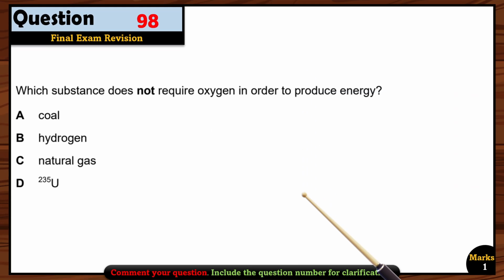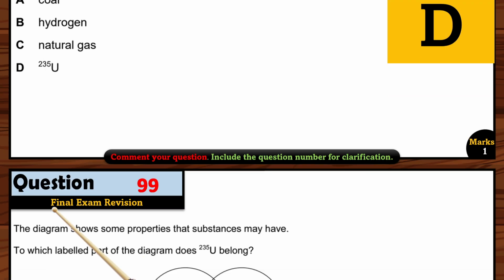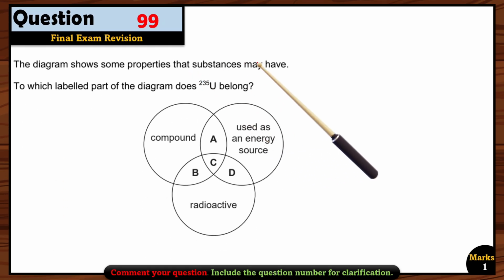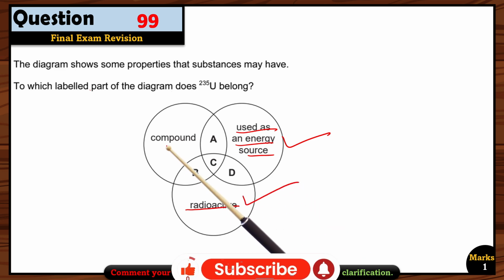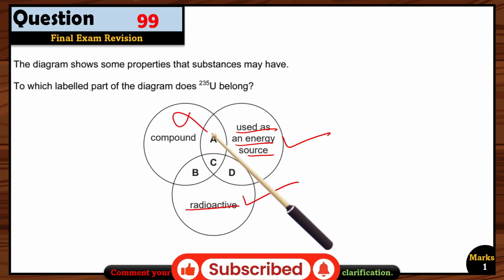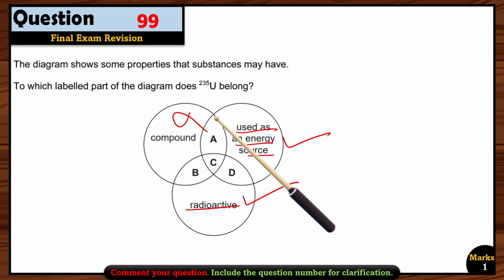Which substance does not require oxygen to produce energy? I already told you, uranium is the one that does not require oxygen. It's a radioactive isotope, so of course it will produce energy without oxygen. So option D is right. Now the diagram shows some properties the substance may have. To which label part of the diagram does uranium-235 belong? First, use as an energy source. Yes, that's right. It's radioactive. Yes, that's right. It's a compound. That's wrong. It's an element, right? So this option is the wrong option.